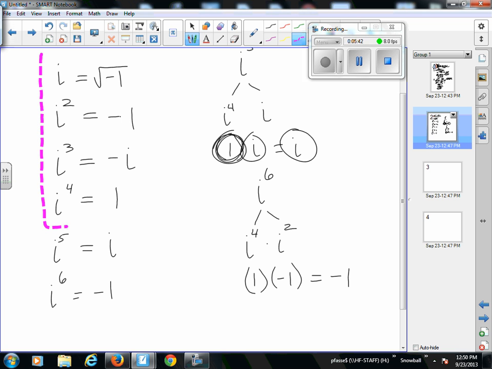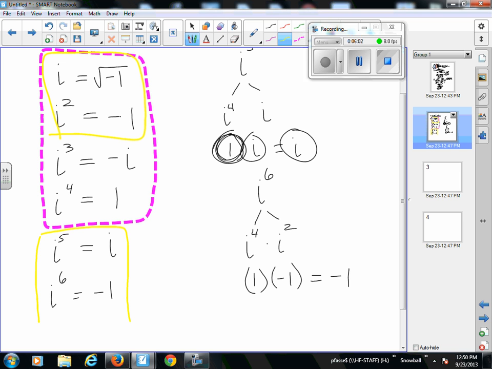I through I to the fourth goes in the pattern of I, which is root negative 1, which we represent as I squared is negative 1, I cubed is negative I, and I to the fourth is 1. Look what we have here: I, negative 1, just the same as we have up here.